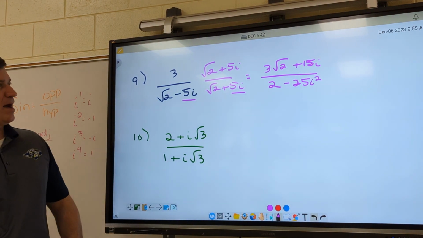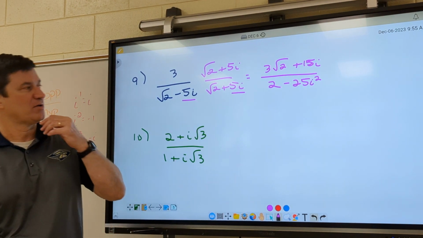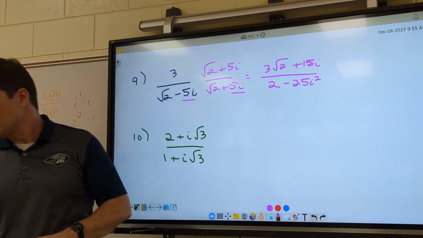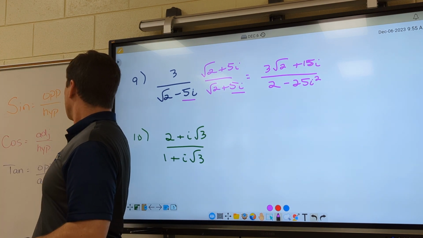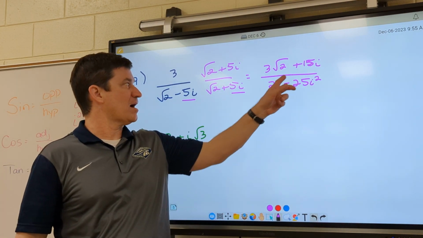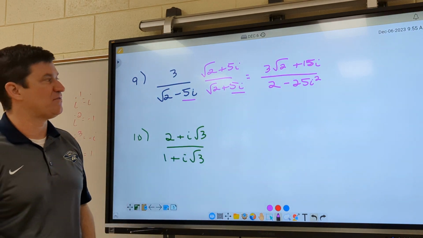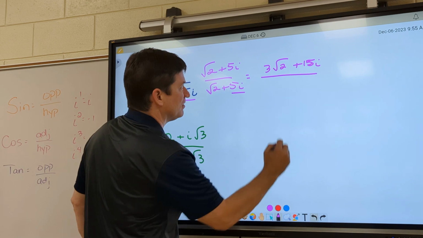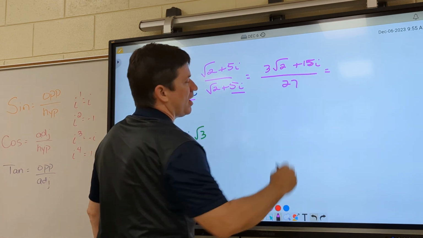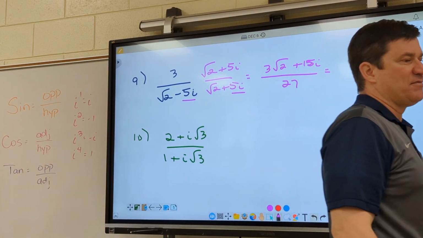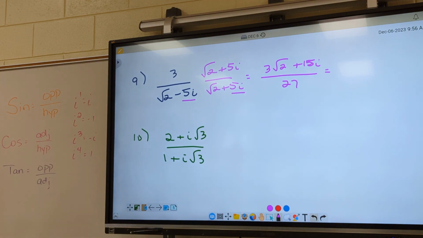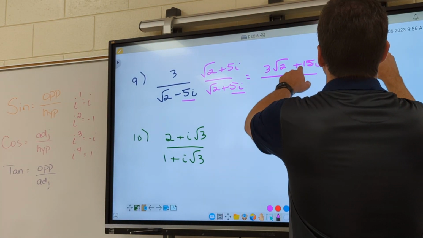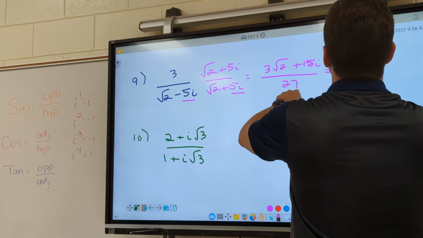All right, Pat, what's that negative 25i squared going to turn into? Let's look at the board. I squared is negative 1, so negative times a negative is going to make that a positive 25. 2 plus 25 is 27. All right, so we got our answer. Now, can I divide all 3 numbers by anything? 3. Yep, 3, 3, and 3. So final answer is going to be root 2 plus 5i over 9.